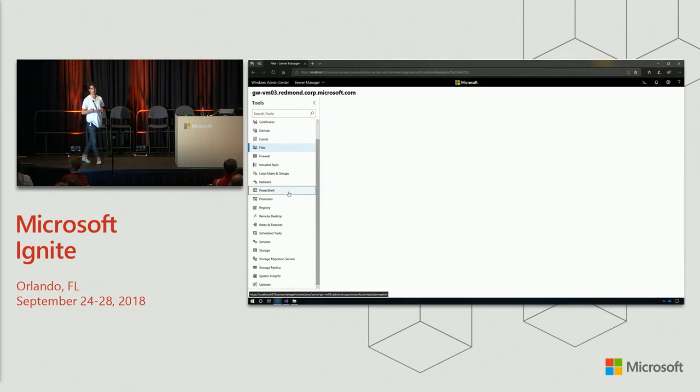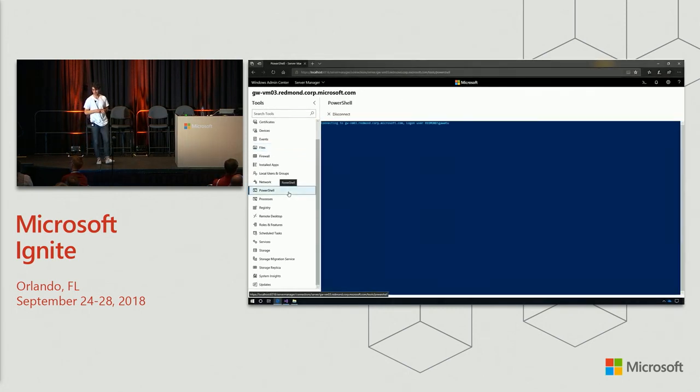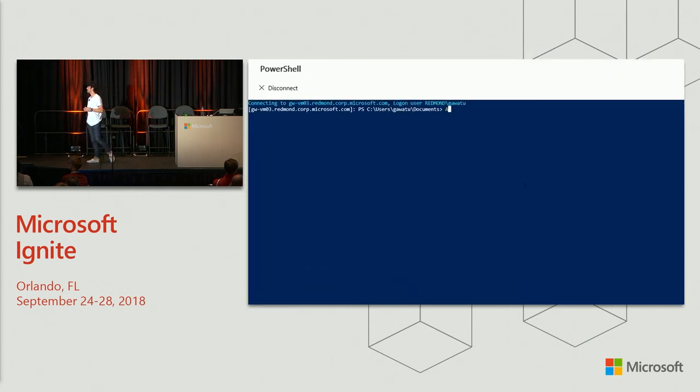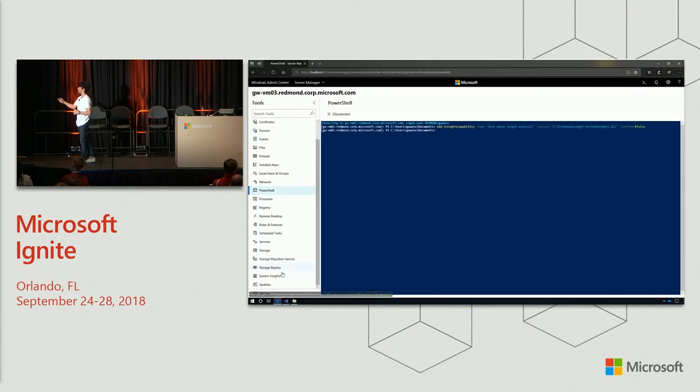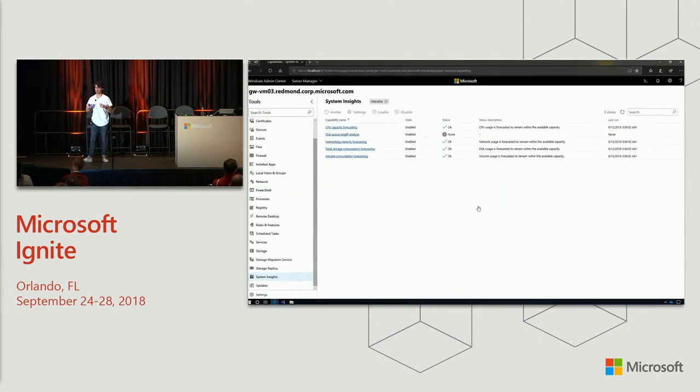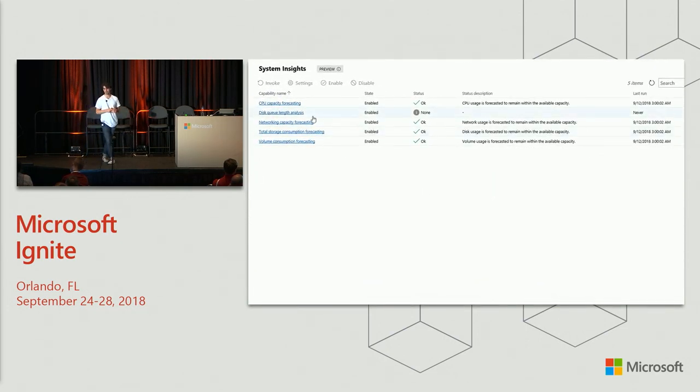And once I've done that, I can navigate to PowerShell. I can use the add insights capability commandlet, specify the name of the capability, and then the location of the capability library. Once I've done that, this capability will be immediately created. And as I'll show right here, it's automatically and immediately added to the System Insights overview page.